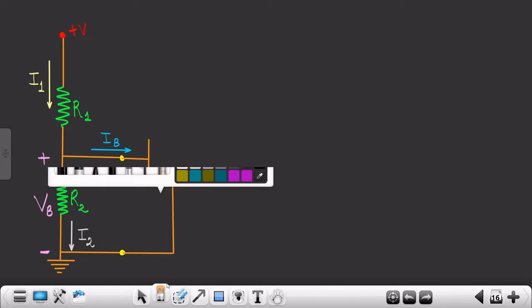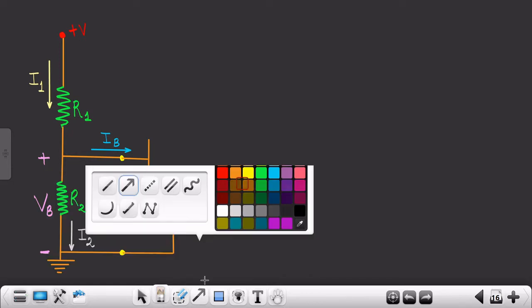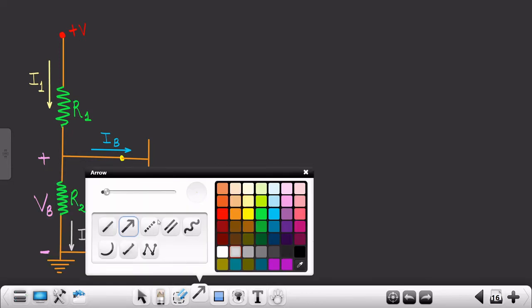So what we'll do is apply KVL in this particular direction. Wait, I will just show the direction.